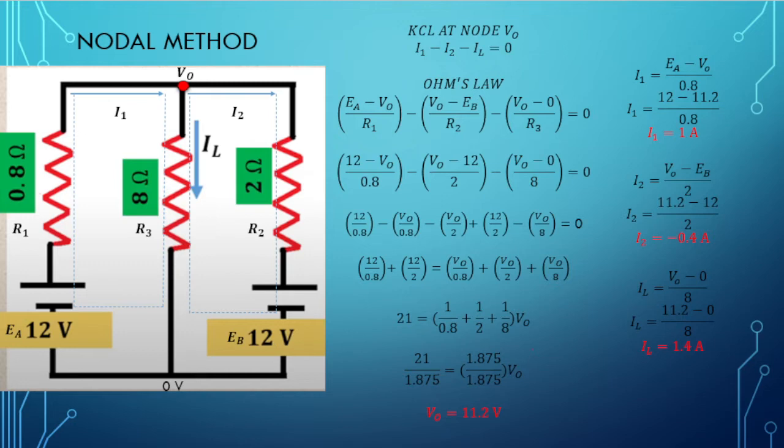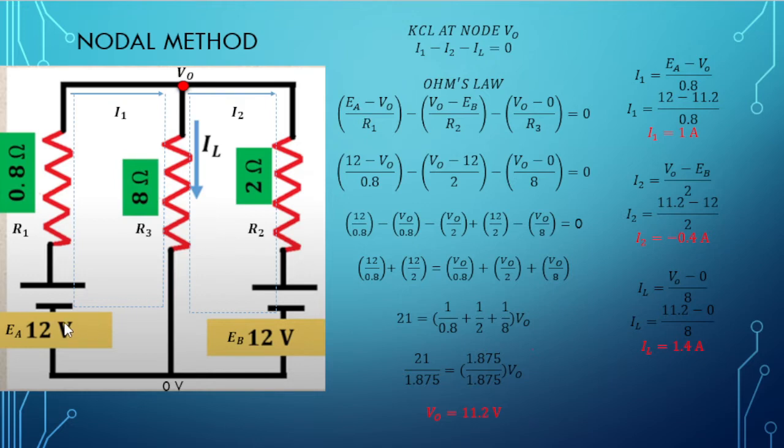First, let's apply the KCL at the node VO. I1 is entering VO, so it's positive. Then I2 is leaving VO, so negative, and IL is leaving VO, so it's negative, then equal to 0. Then we're going to use Ohm's law here.